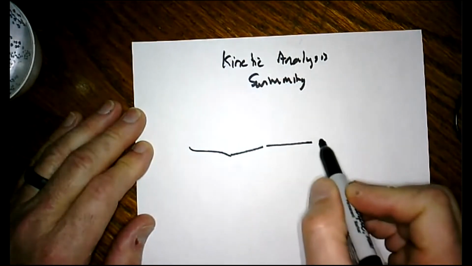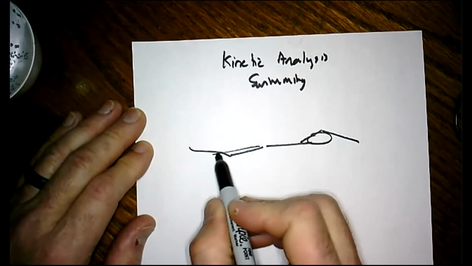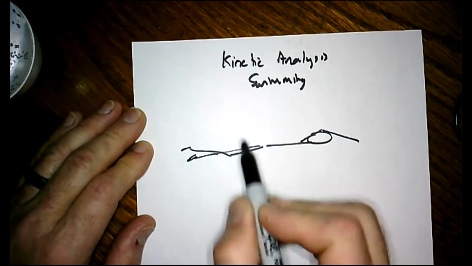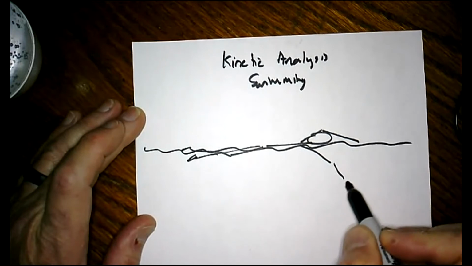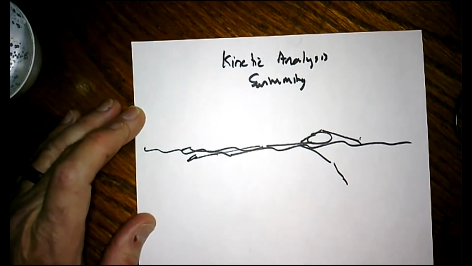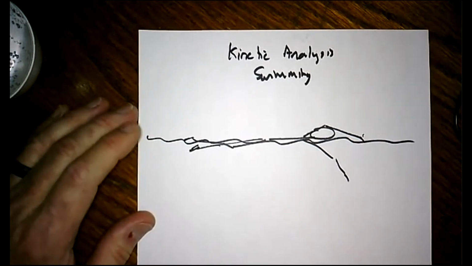I'll try to draw a swimmer. I'm not great at drawing swimming. Okay. And here's the water level here. And here's the two arms for the swimmer. What forces are acting on the swimmer?